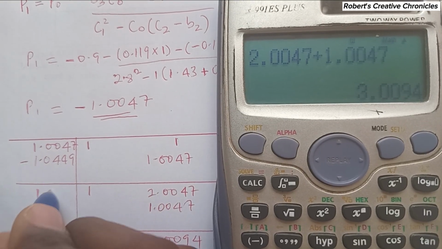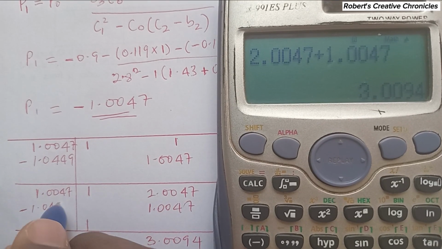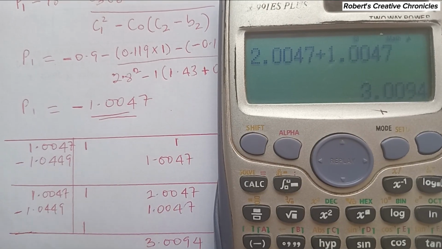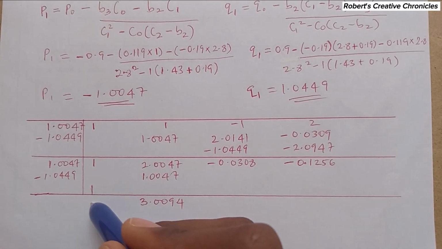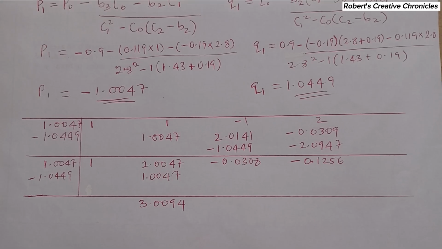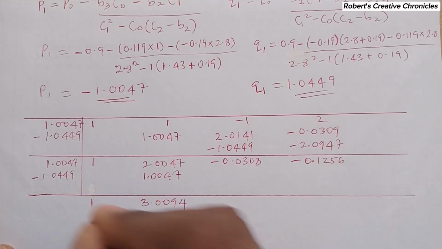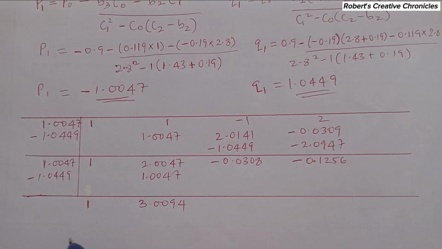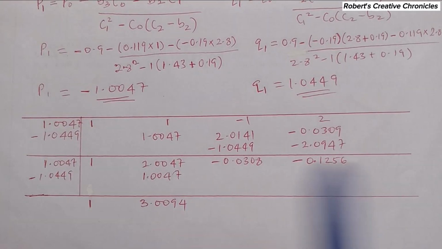So this times, let's also write this here. It will be 1.0047, negative 1.0449. So I will not need to be using here, I can use here. And this one, let's put it down instead of here. So this one will come down here, and we'll plot this down. So then we have added this. So we'll times this by this now.